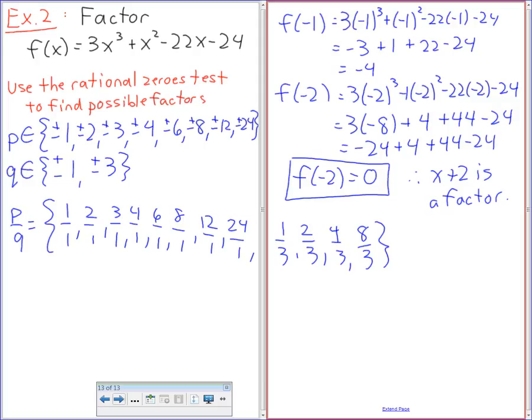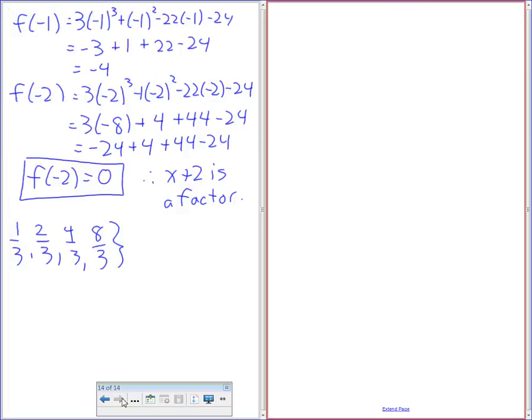I want to factor that completely. I know that x plus 2 is going to work. Use division, that's exactly what you do. Okay. So it's going to be x plus 2 into 3x cubed plus x squared minus 22x minus 24.